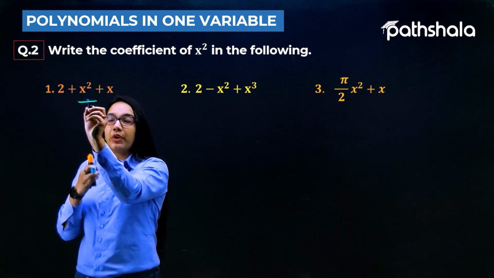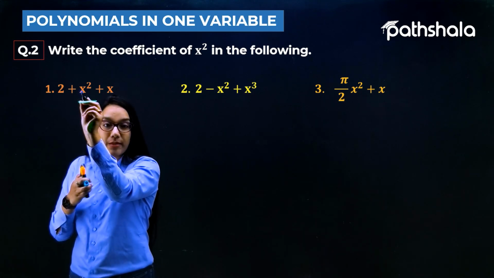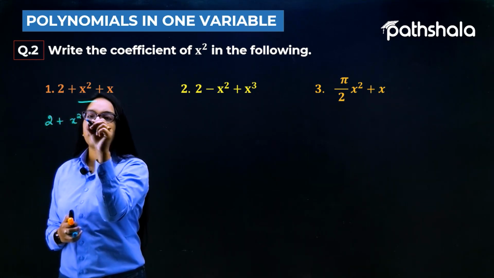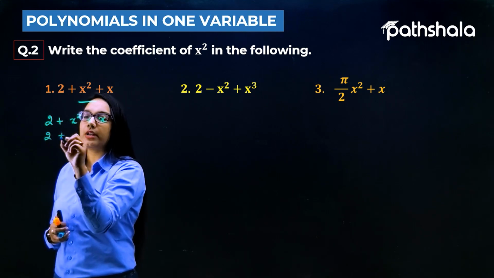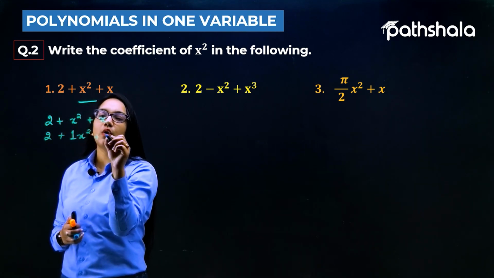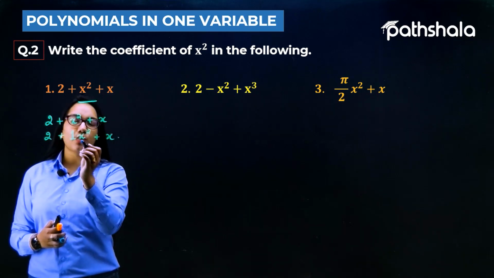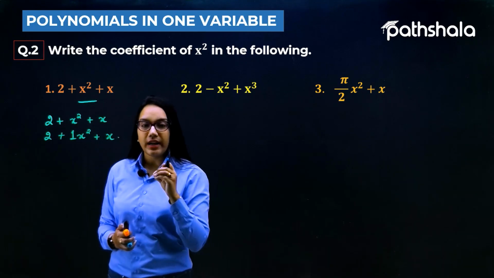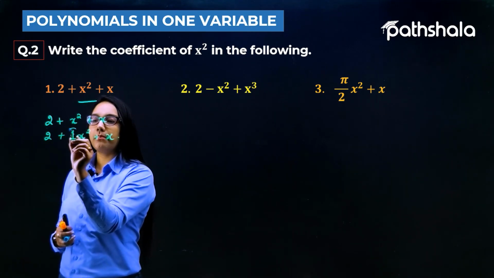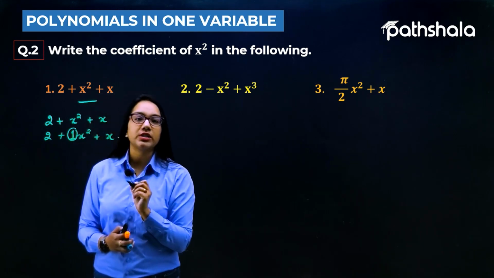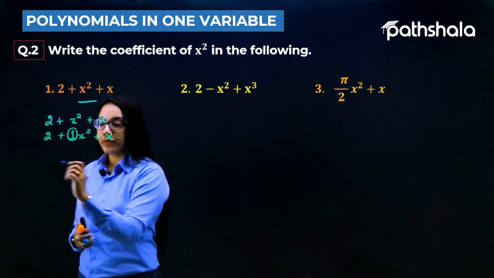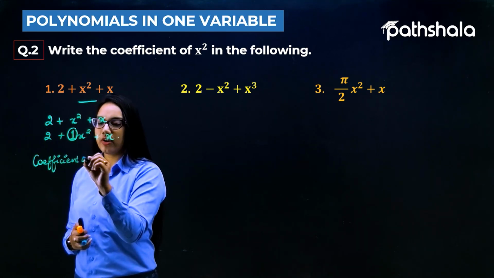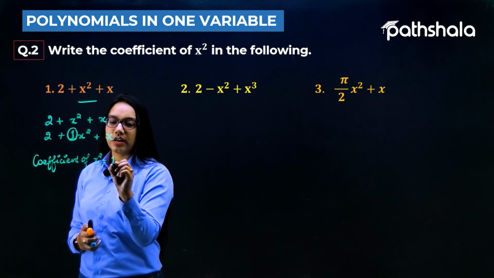As we can see, with x square there is only one, which is nothing but 1, as we know that 2 plus x square plus x can be written as 2 plus 1 x square plus x, because 1 into x square is again x square. So the constant lying with the x square variable is nothing but 1. Hence the coefficient of x square is 1. So at the end, we can say the coefficient of x square is equal to 1.